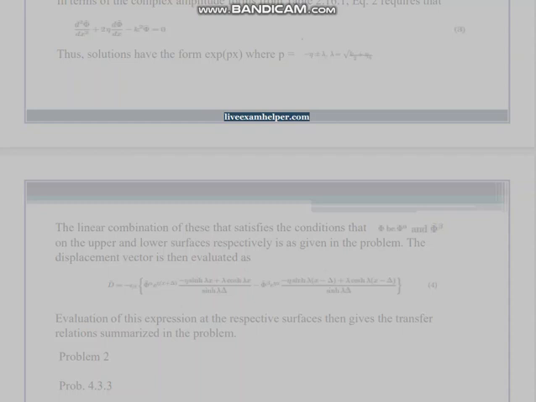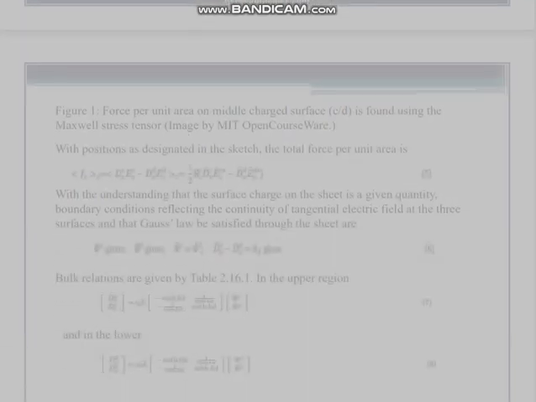The linear combination of these that satisfies the conditions on the upper and lower surfaces respectively is as given in the problem. The displacement vector is then evaluated, and evaluation of this expression at the respective surfaces gives the transfer relations summarized in the problem. Problem 2. Prob 4.3.3. Figure 1.